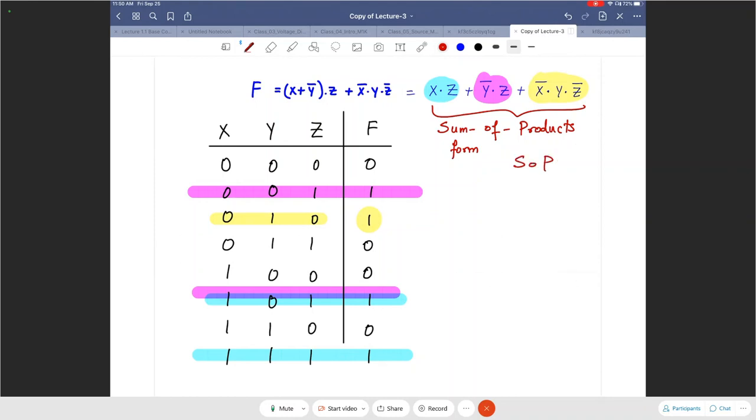So that particular form is called a sum of products form because it is a product, product, product, and the sum of all those products. In other words, you can say OR of AND terms, right? So you can say OR of ANDed terms. Of course, there is going to be a POS, product of sums. We'll take a look at that in the next lecture.